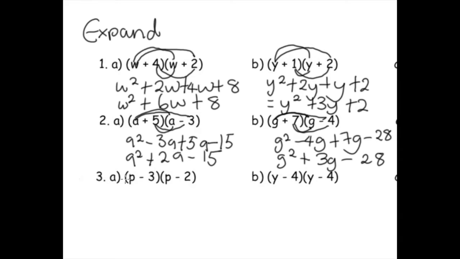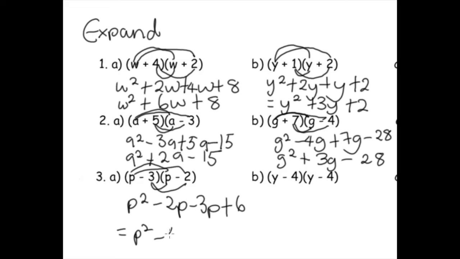So for question 3a, we do p times p, which is p squared, then p times minus 2, which is minus 2p, then minus 3 times p, which is minus 3p, then minus 3 times minus 2, which is plus 6. Then we simplify this, it will be p squared minus 5p plus 6.